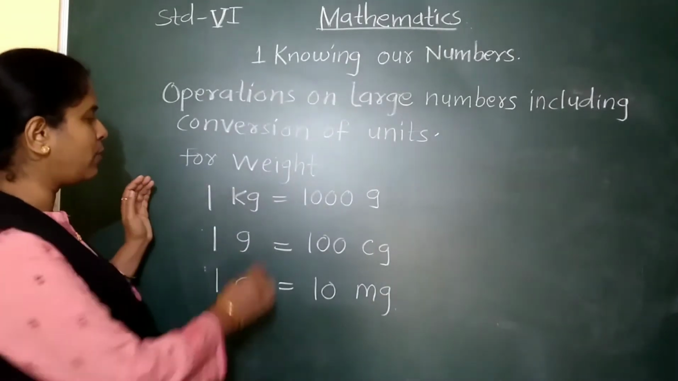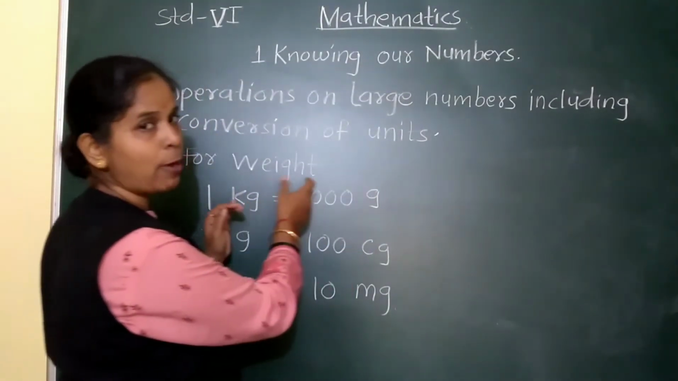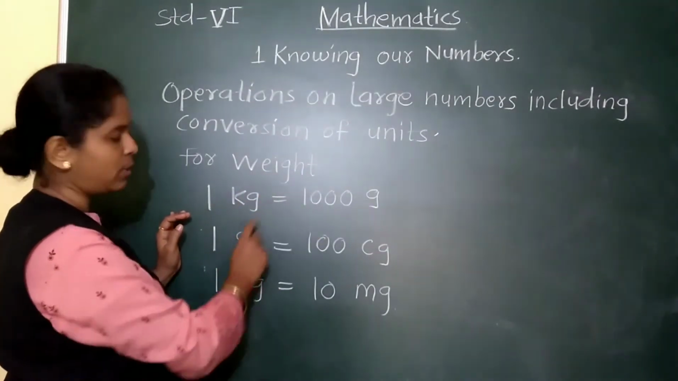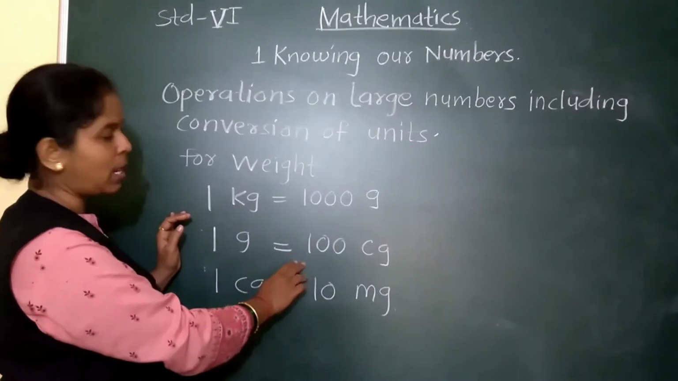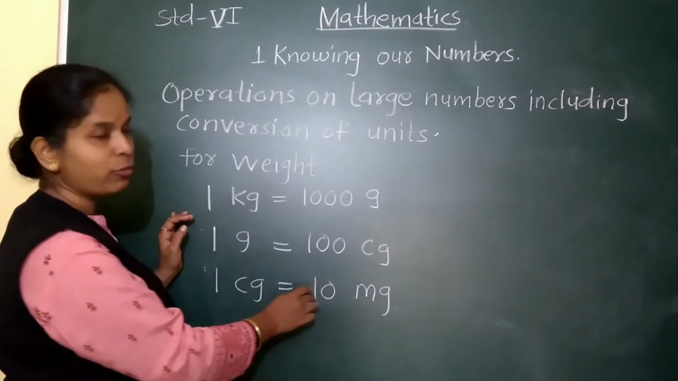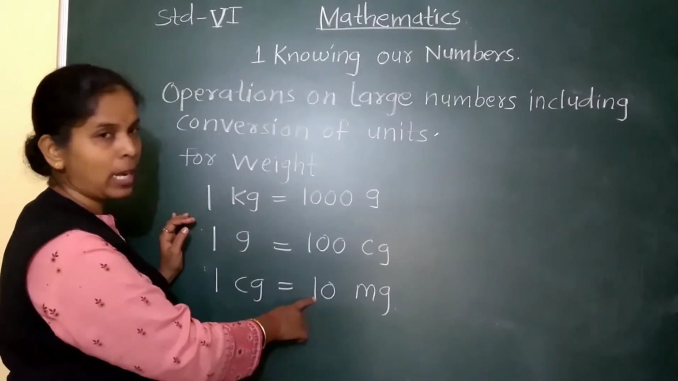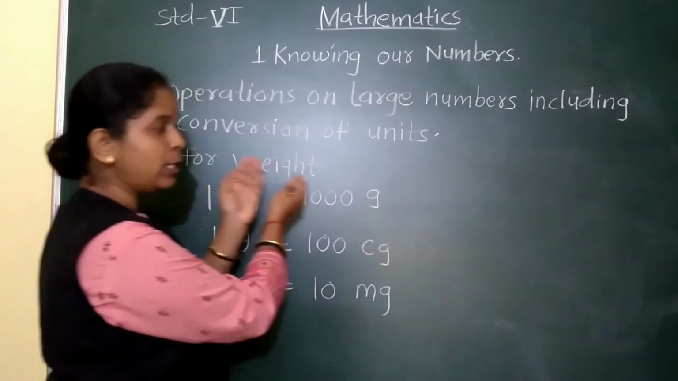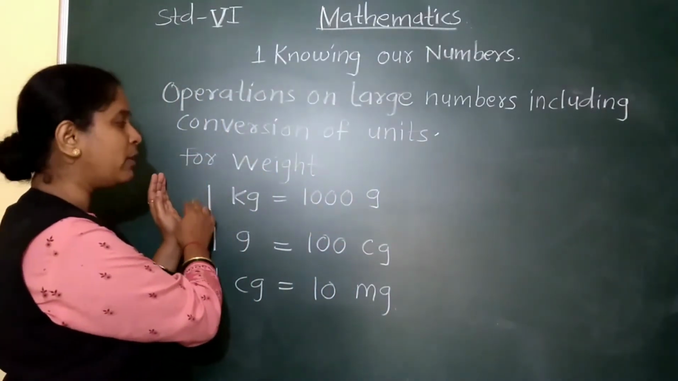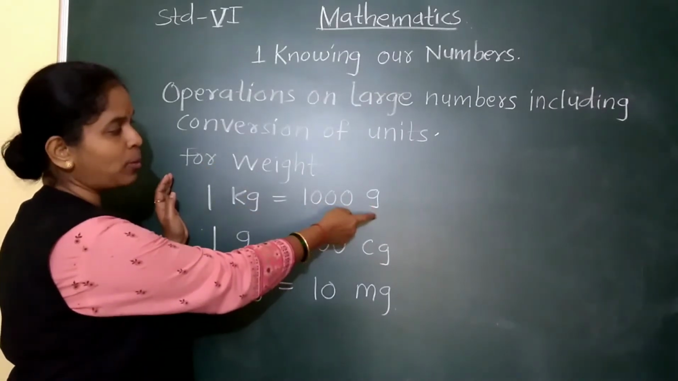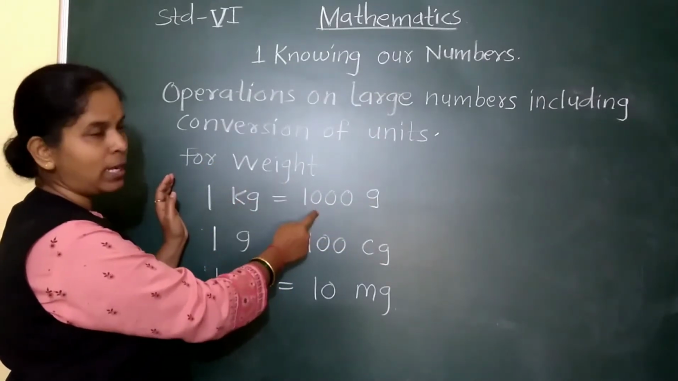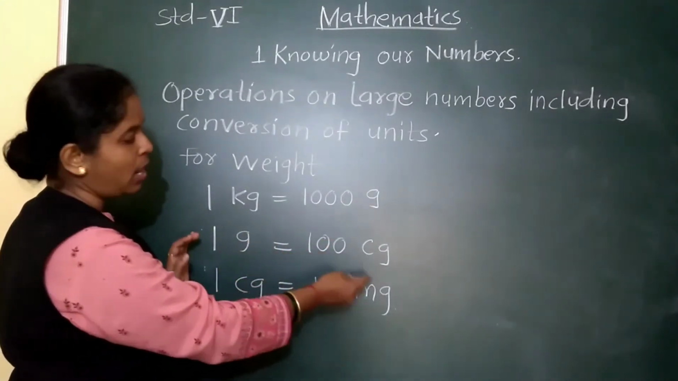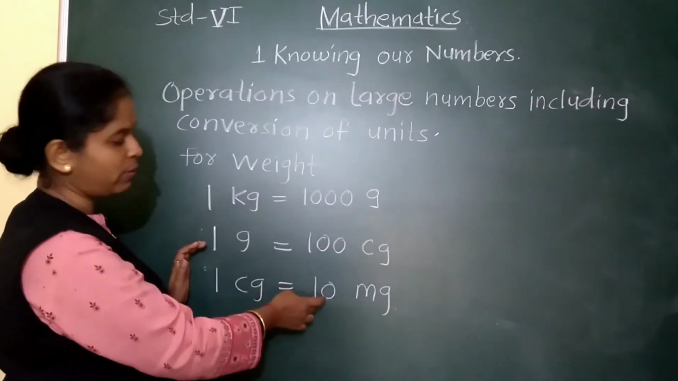So when we have to convert bigger units into smaller, we have to multiply: kilogram to gram by 1000, gram to centigram by 100, and centigram to milligram by 10. Same, when we want to convert smaller units into bigger, what do we have to do? We have to divide. From gram to kilogram, divide by 1000. From centigram to gram, divide by 100. And from milligram to centigram, divide by 10.